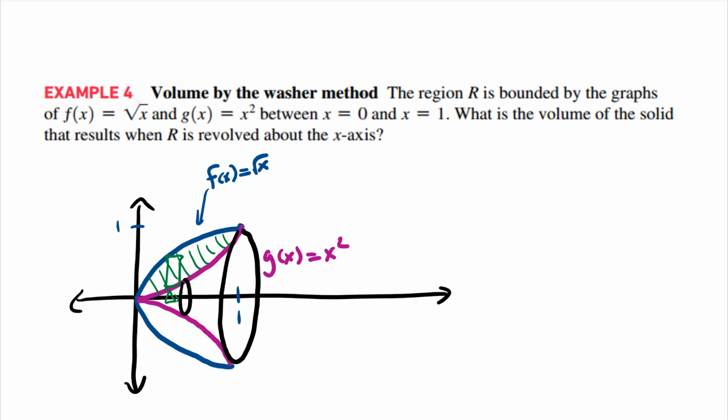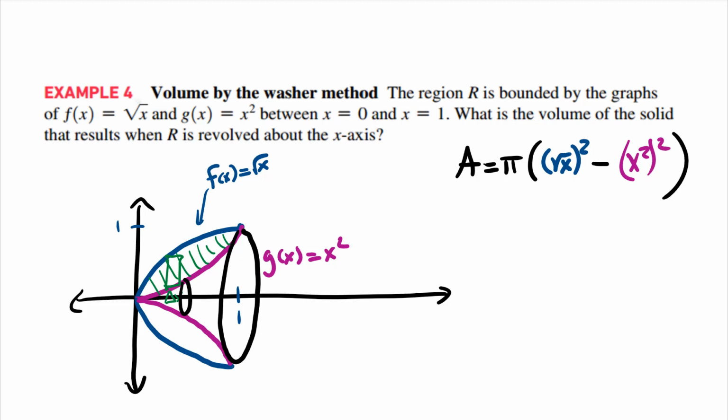But what we needed to know, I know I keep trying to show pictures, but this is the way it breaks down. You just got to know the top function. You got to know the bottom function. So when we set this up, we want our area function to be pi times our top function squared, that's the square root of x squared, minus our bottom function squared.